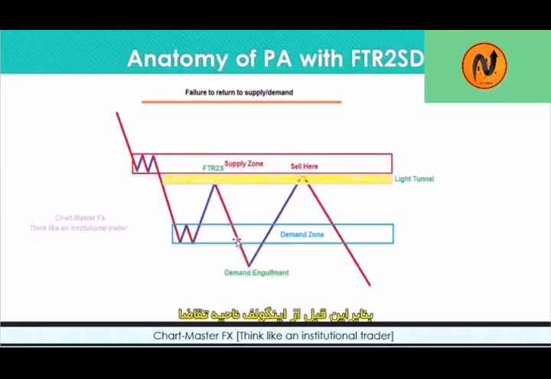So before the demand has been engulfed here, you need to make sure that the price is able to test this demand zone at least twice. So the price must come here for the first visit, then it goes and comes back for the second visit. Once we have at least 2 visits, then you can qualify this as a valid FTR to SD. So once you have that condition, then you can place a trade from here.